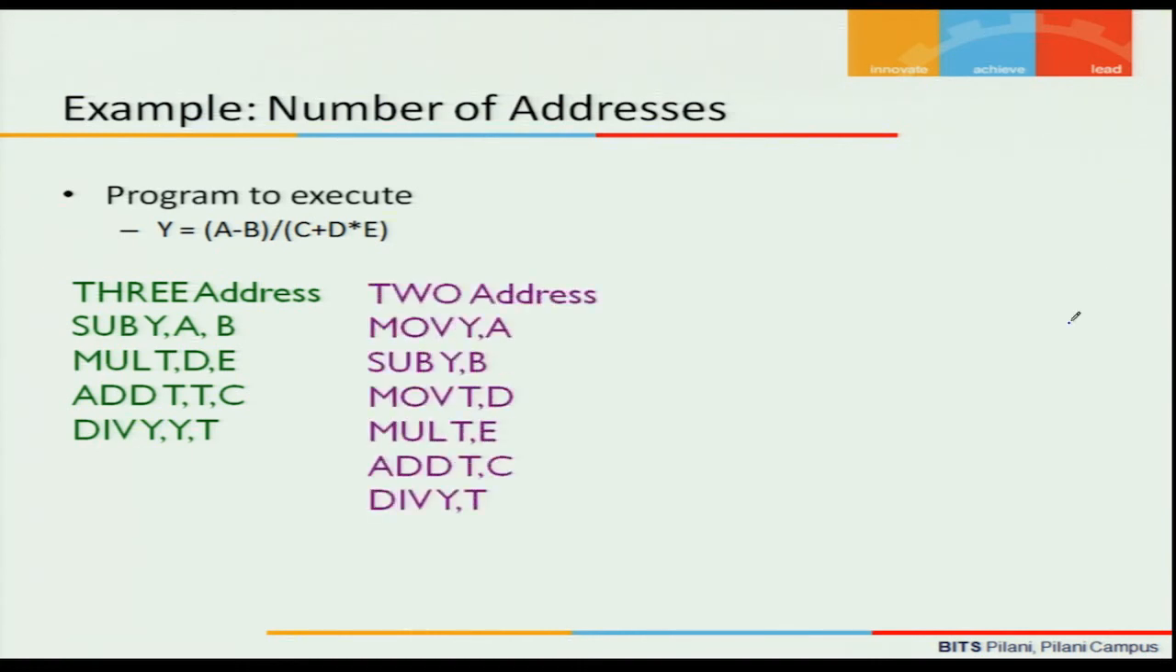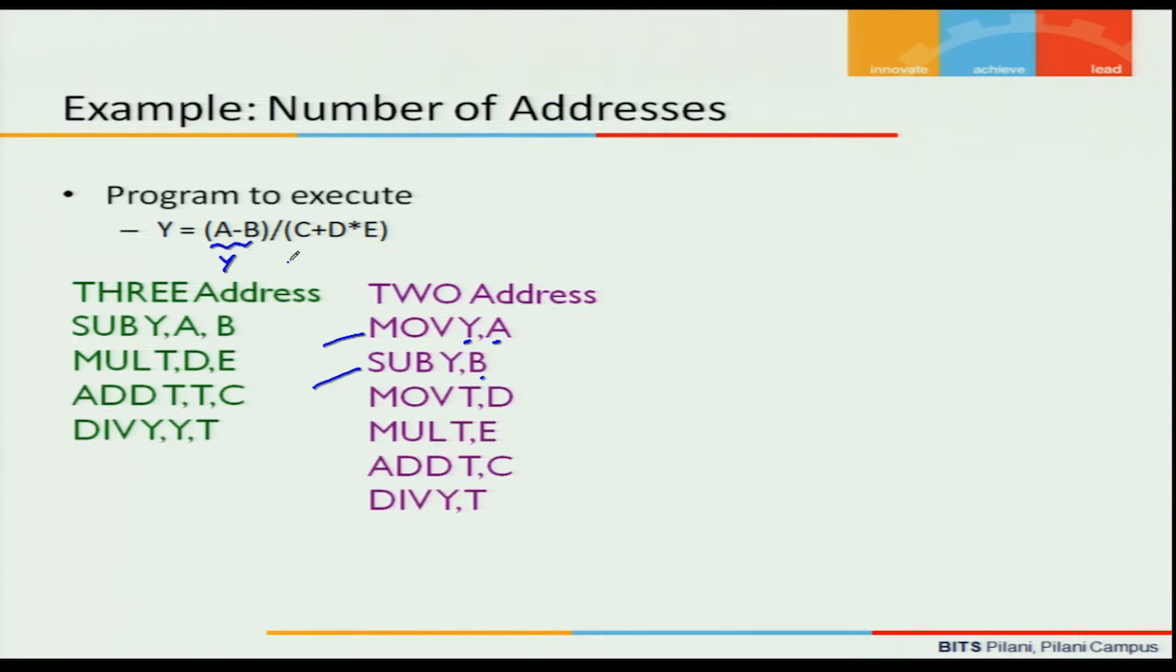So this is how a 2-address machine would work. First of all, since we have only 2 addresses available, move the value A into the register Y. That's the first instruction. Then subtract B from that. So A minus B, those contents are available to you in the register Y now.